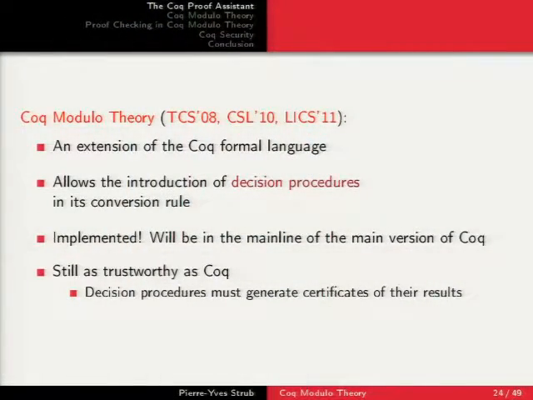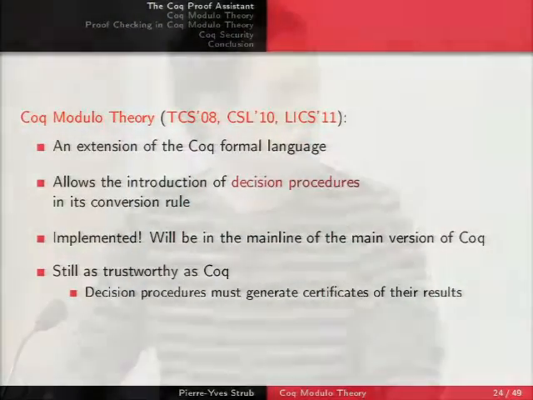So Coq modulo theory, which is my work that I'm introducing, is an extension of the Coq formal language. It allows the introduction of decision procedures in the conversion rule. It is implemented and will be in the main version of Coq. And as I will describe, you can still trust this Coq version, although you are introducing decision procedures in its kernel.